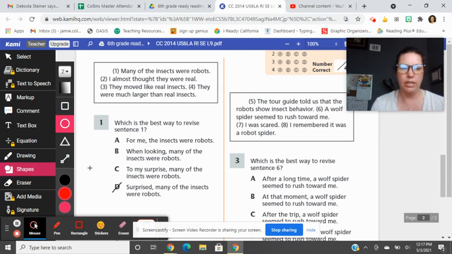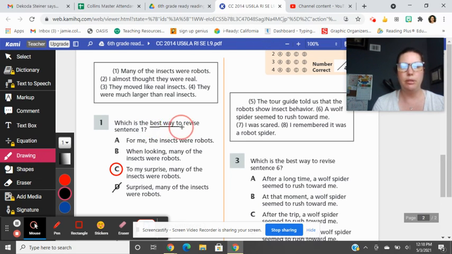And I hope you guys can see it too, but I think it's C. I think that's the best one. To my surprise, many of the insects were robots, because I think that would be surprising. And that's why this one didn't work, because it doesn't sound right. Surprised, many of the insects were robots. The sentence just doesn't work. It doesn't sound right. These are okay sentences. I just feel like they're not the best. And that's what we want here, is the best.